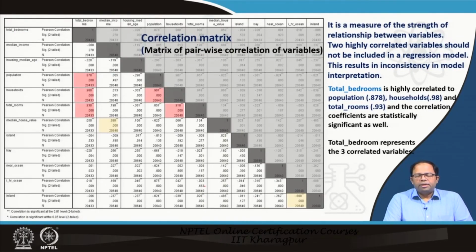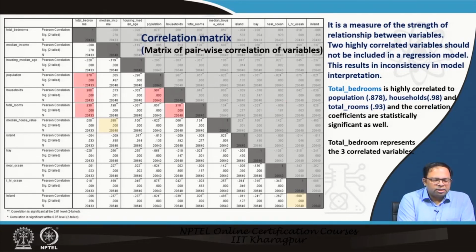So, this is the correlation matrix that we need to generate. This is a matrix of pairwise correlation of variables, only one side is shown. This correlation shows the strength of relationship between variables. Two highly correlated variables should not be included in the regression model, which we have already discussed, because it results in inconsistency. As we can see over here, there are certain variables which are very correlated. For example, total number of bedrooms is correlated with population, households, and total rooms.